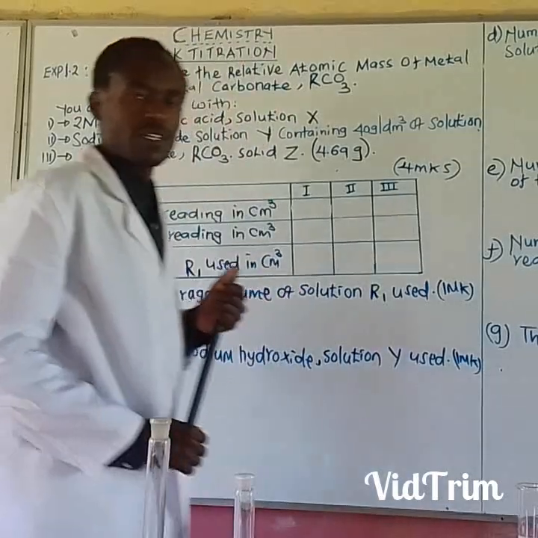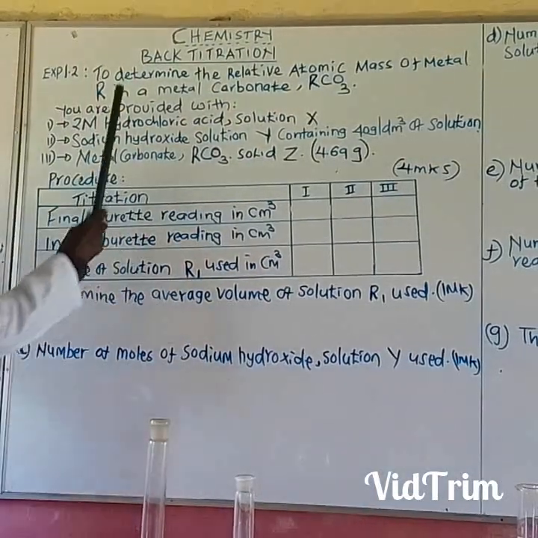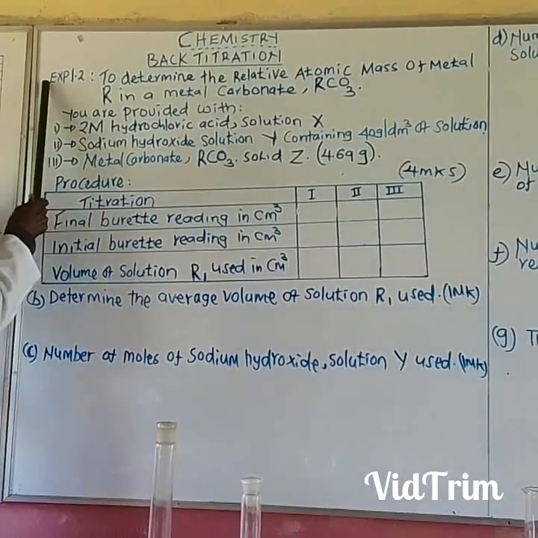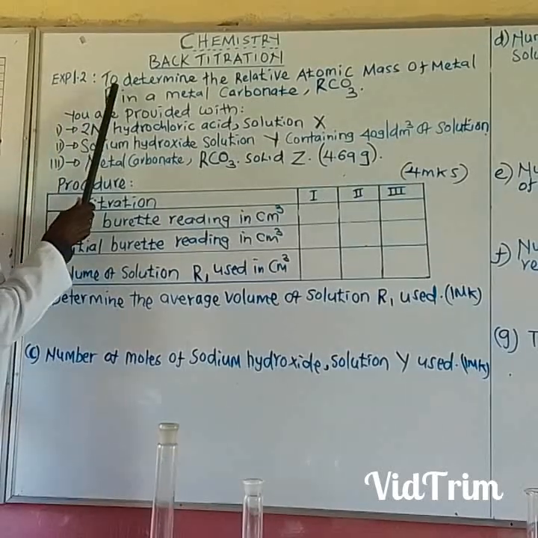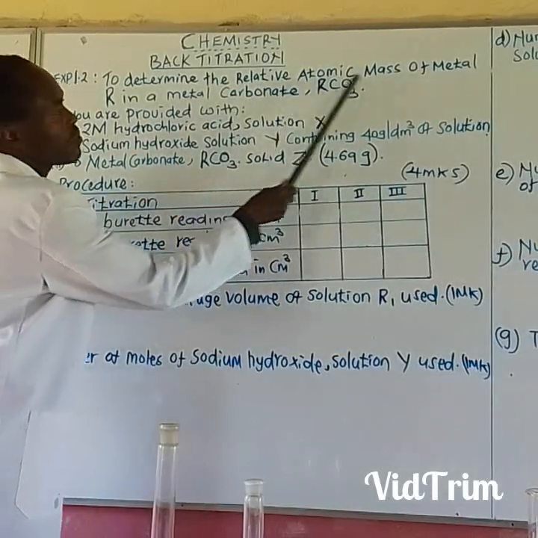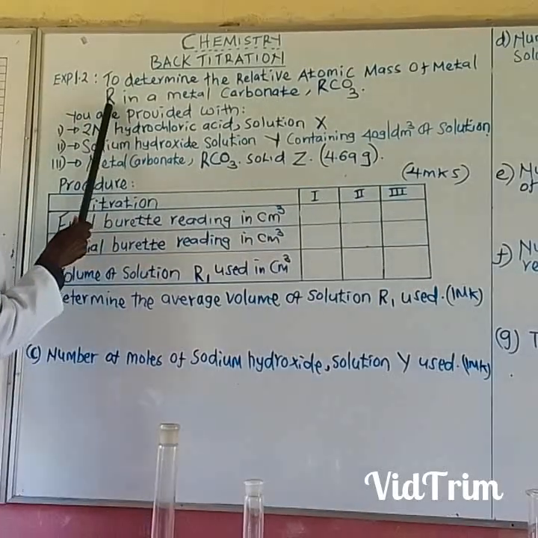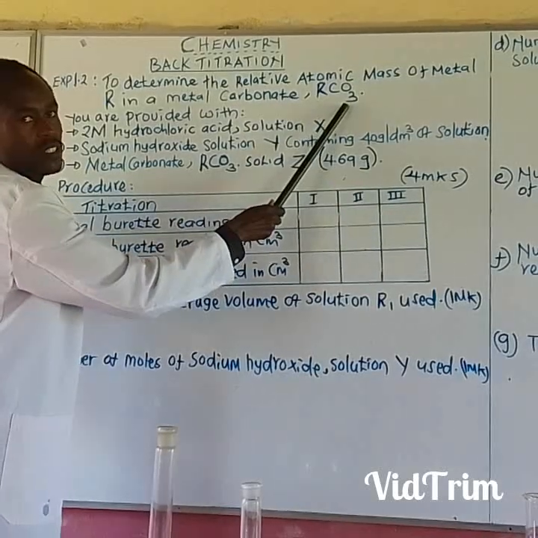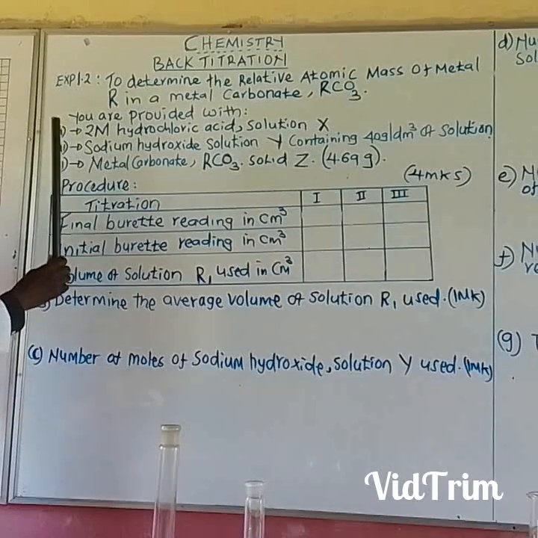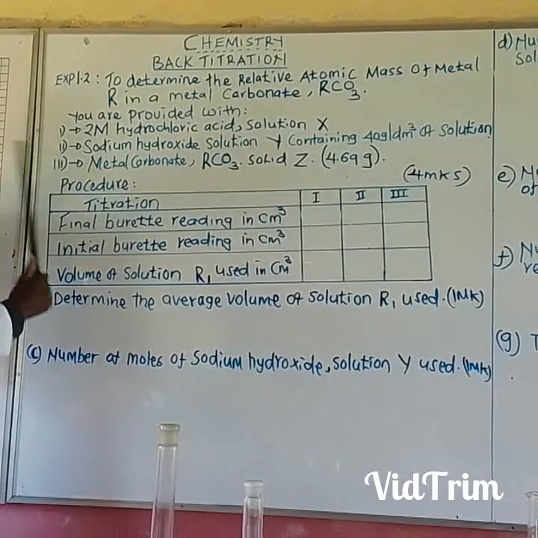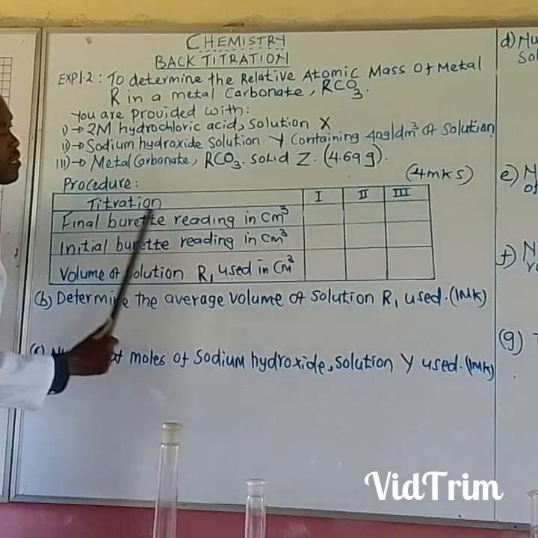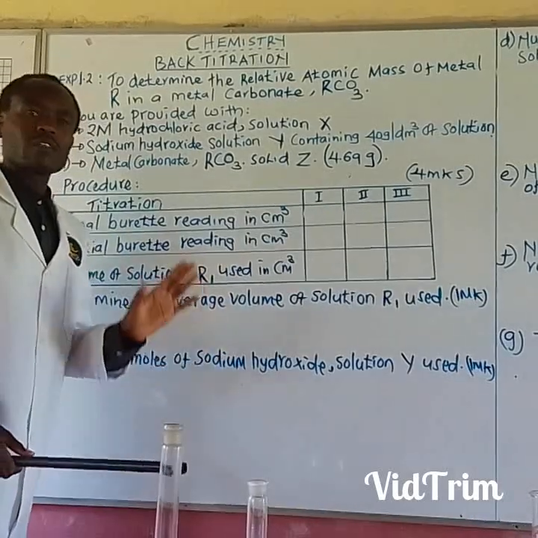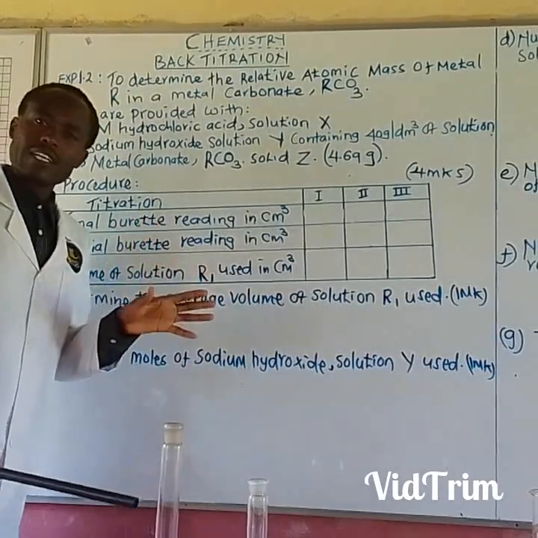My student, on the board here, I've written back titration, and the aim of today's experiment is to determine the relative atomic mass of a metal R in a metal carbonate, that is R carbonate. Is it okay? And we're also going to look at how to fill the titration table. But as usual, in any back titration, you'll be given three reagents.